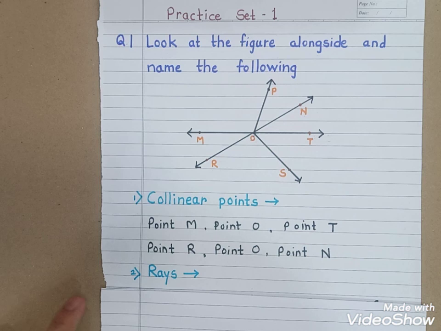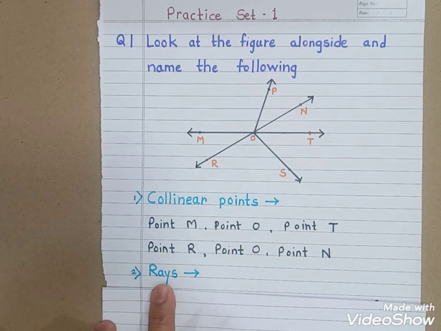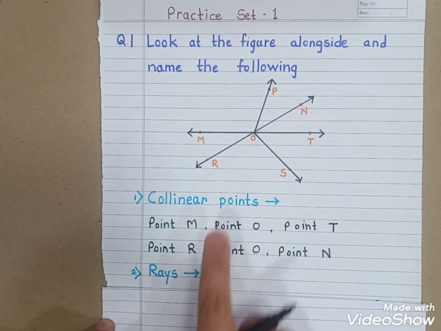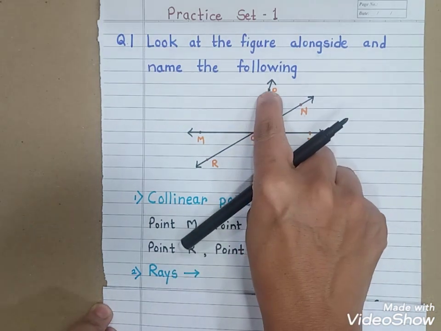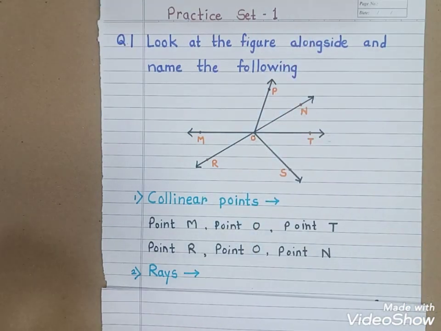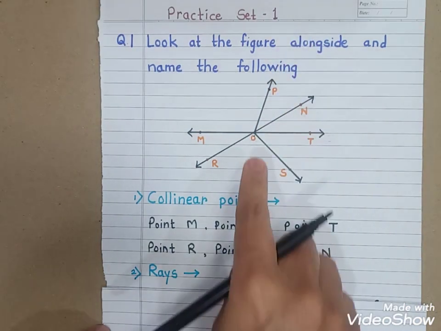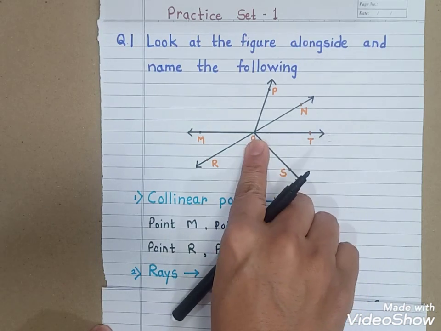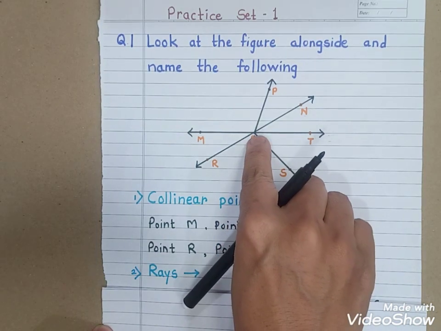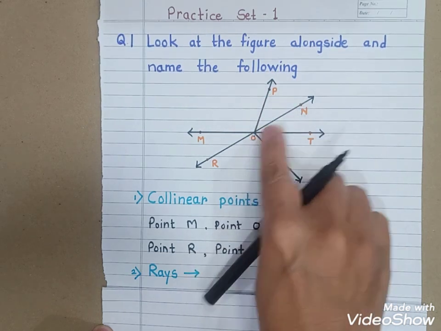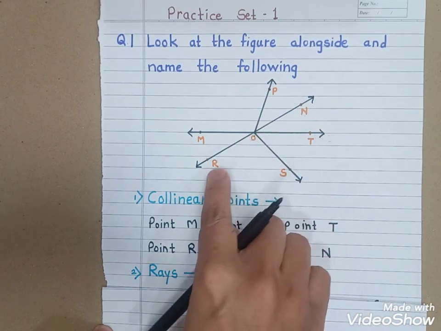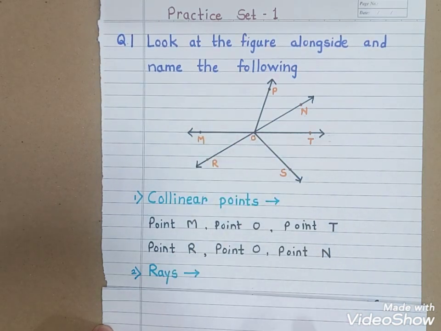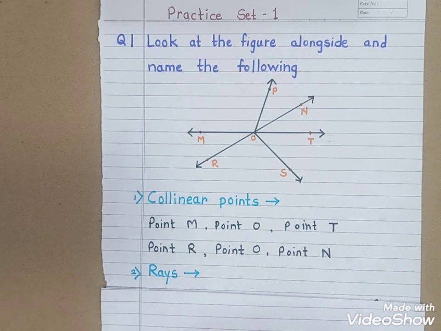Now we are going to write the names of rays. What is the meaning of rays? Rays start from one point and go continuously in another direction. So in this figure, if we take point O, then there is ray OP, ray ON, ray OT, ray OS, ray OR, ray OM are the names of the rays. So let's write the names of the rays.